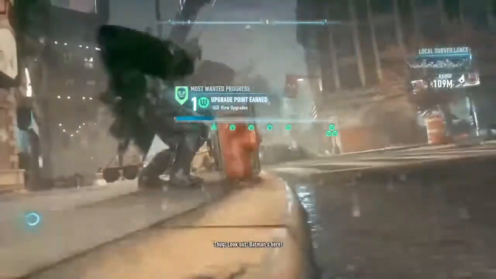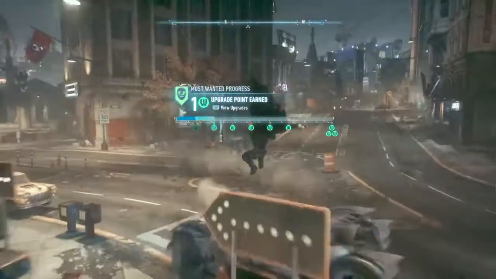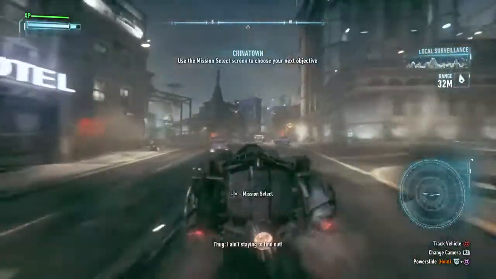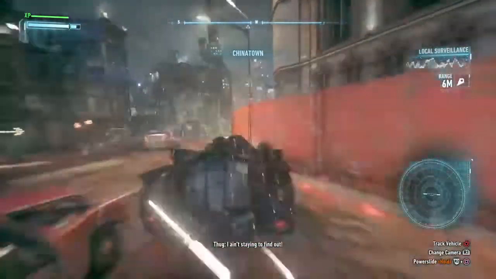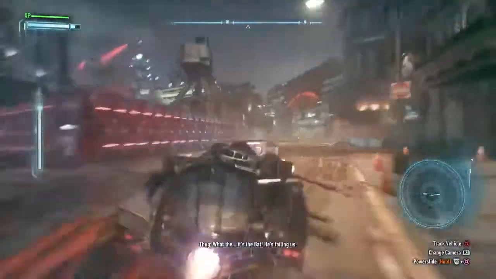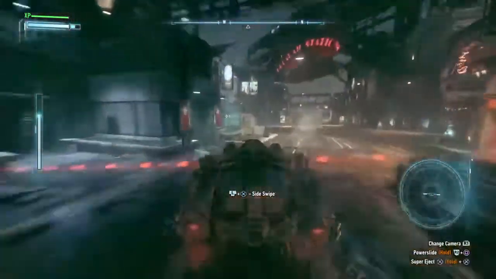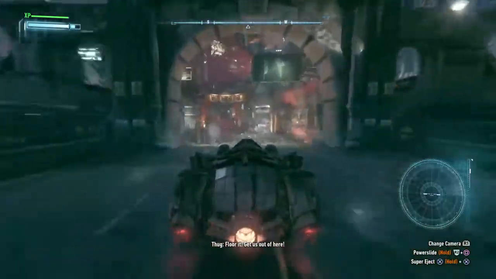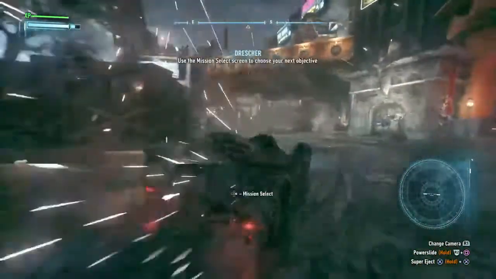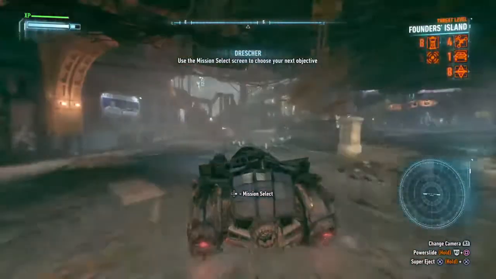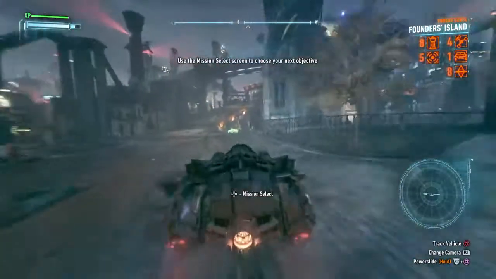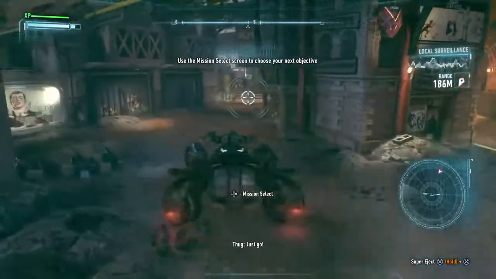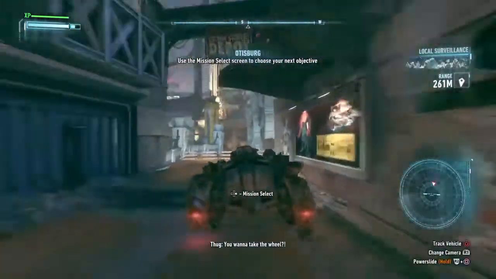Batman's here! You seen what that thing does to cars? I ain't staying to find out! It's the man! He's tailing us! Jeez, he's coming after us! Go for it! Come on, get us out of here! Nice driving, idiot! He's right there! Just go! You wanna take the wheel?